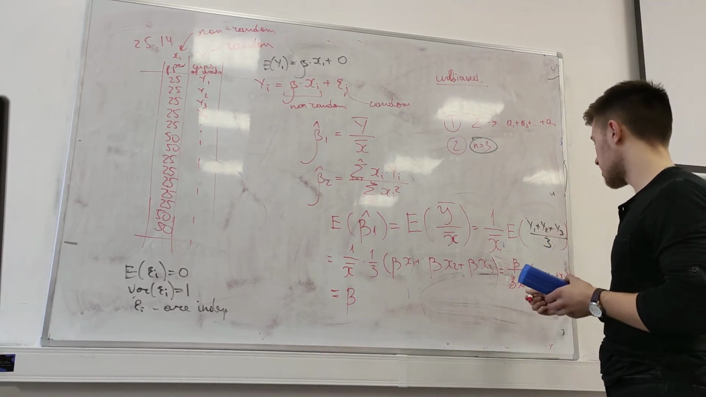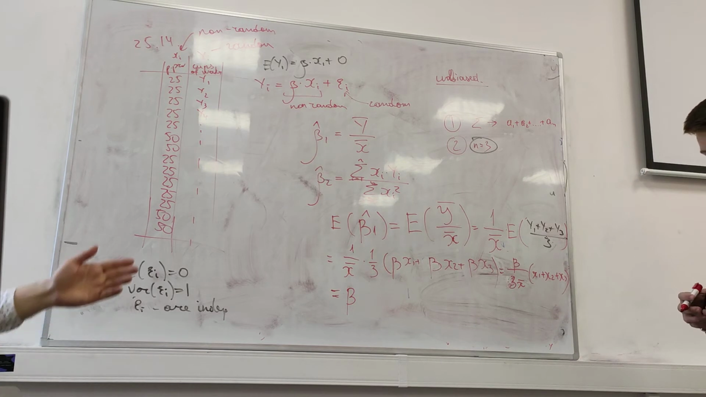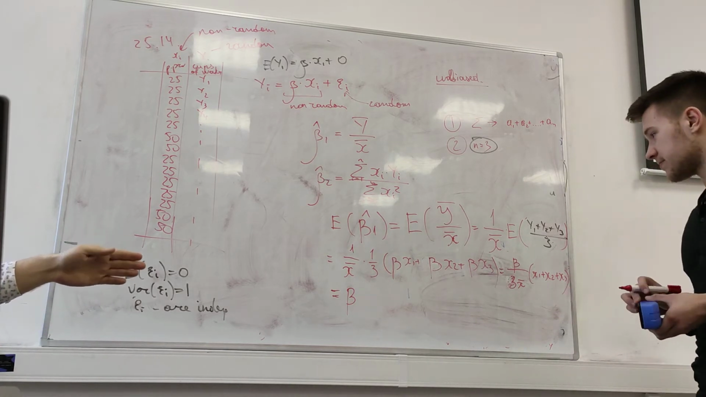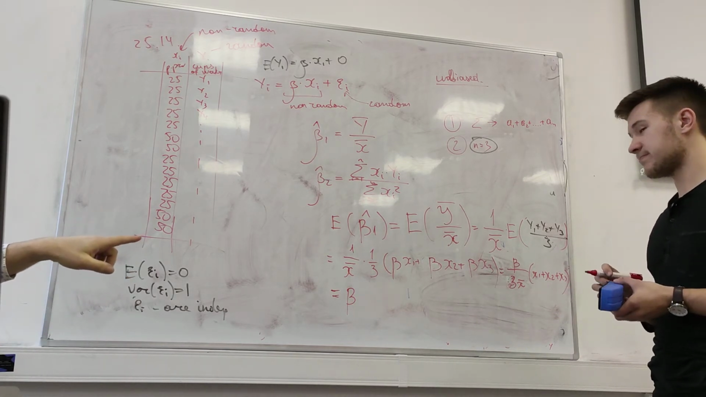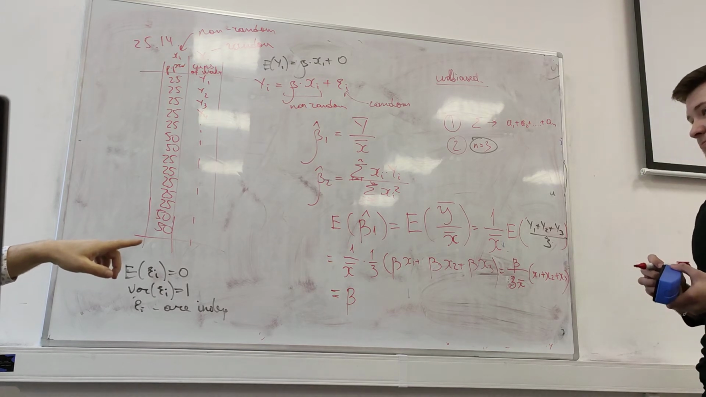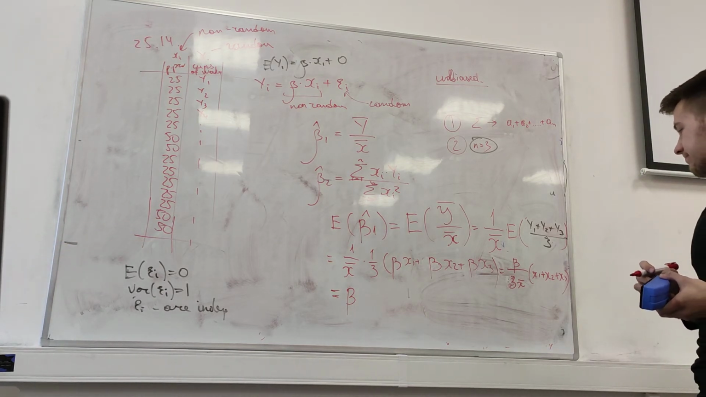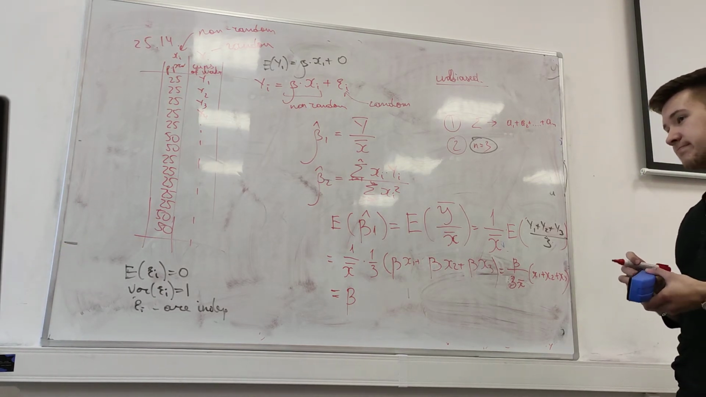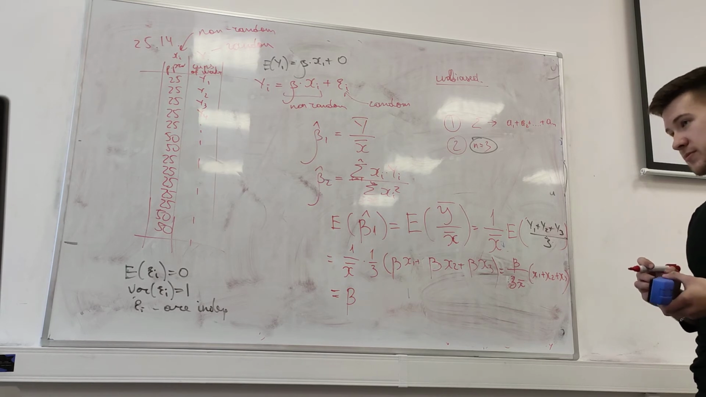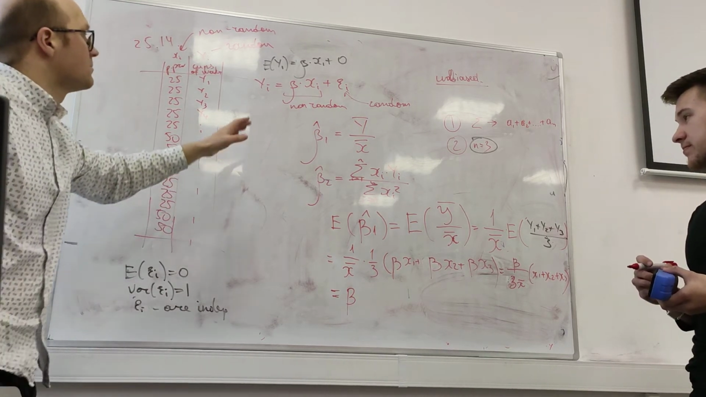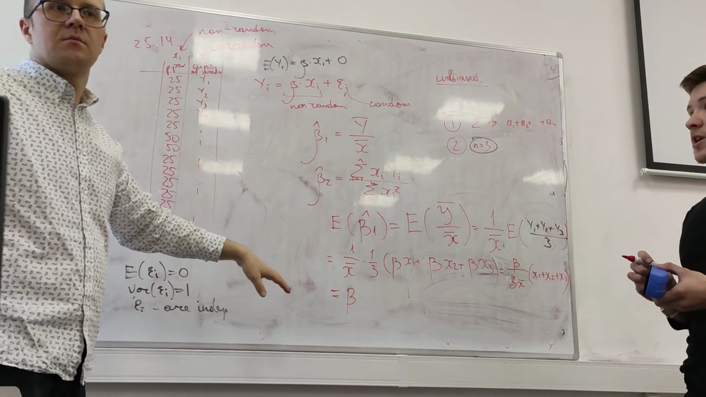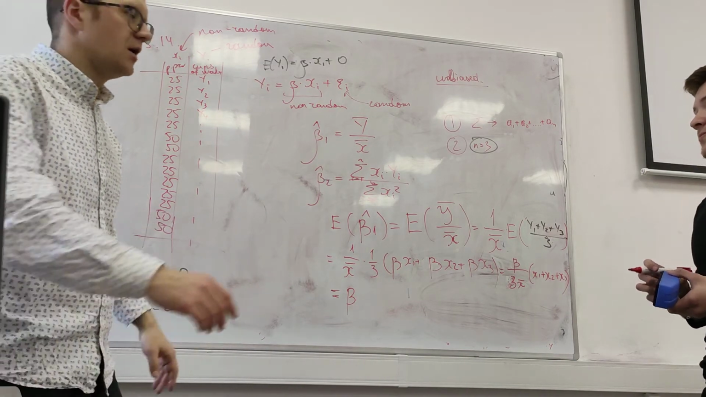And it will be so for every n. When you need to solve this problem for every n, you just replace the second plus by dots and 3 by n. Nothing changes in the proof. So the first estimator, is it biased or not? Unbiased.